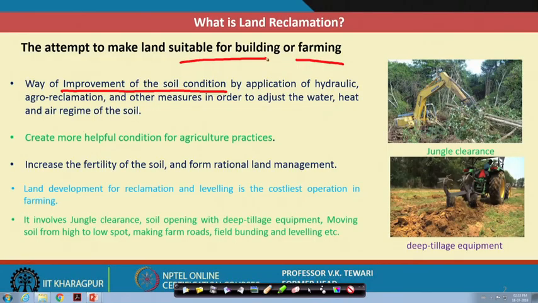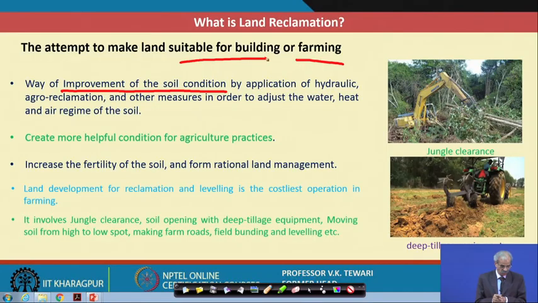How is the condition of the soil? What sort of manipulation does the soil need to be brought to a particular level from the condition in which it is at present, to create more helpful conditions for agricultural practices? If you are thinking that it is for farm operations, or for growing an orchard, or for growing a crop, cereal crops or whatever, then you have to create a favorable condition for that.